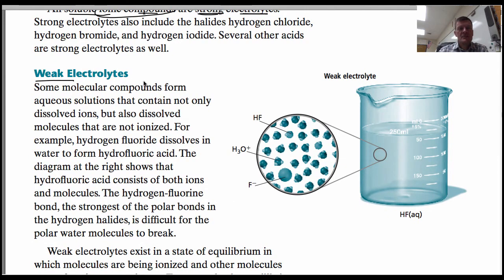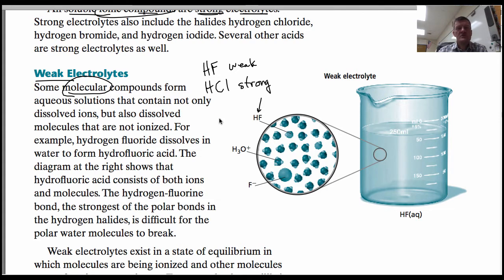Weak electrolytes are usually going to be some molecular compound. Remember I told you that hydrogen acts like a metal? So HF dissociates, but only weakly. Okay? Not very well, I should say. Whereas HCl dissociates very well. So this would be a weak electrolyte. This is a strong electrolyte.